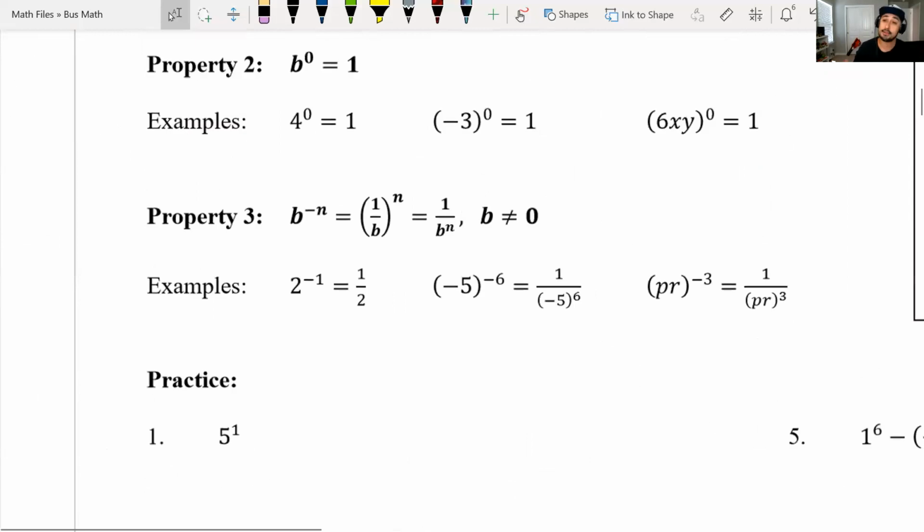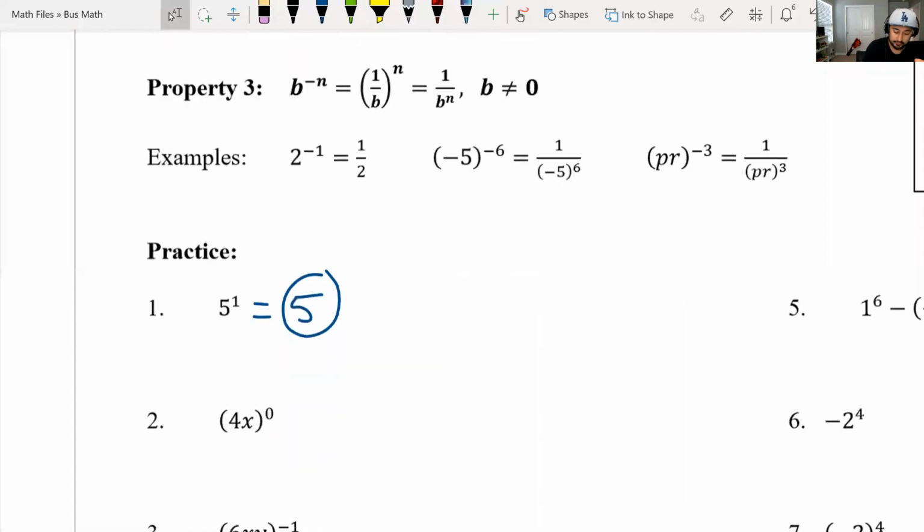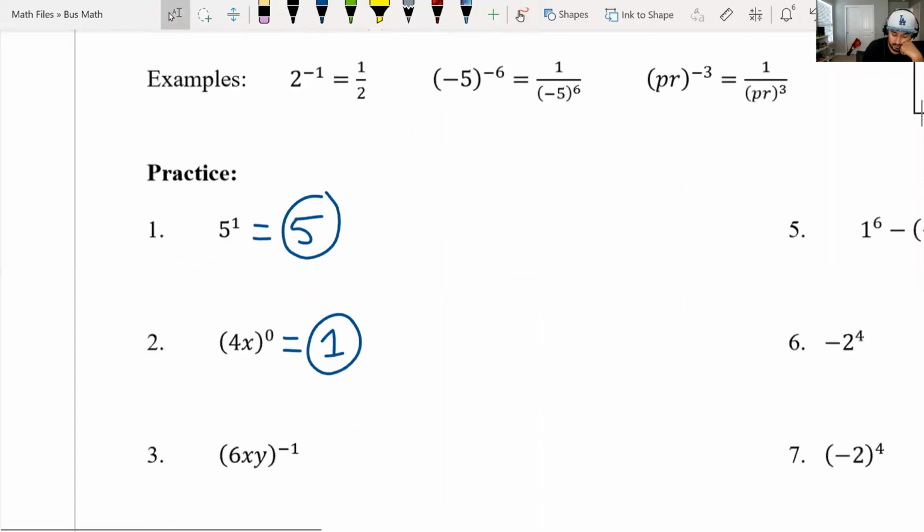All right, let's practice. Number one, 5 to the first. Well, anything to the first power is the same base. So 5 to the first is still 5. Number 2. Any base raised to the zeroth power is 1. So 4 times x raised to the zeroth is 1. Number 3.